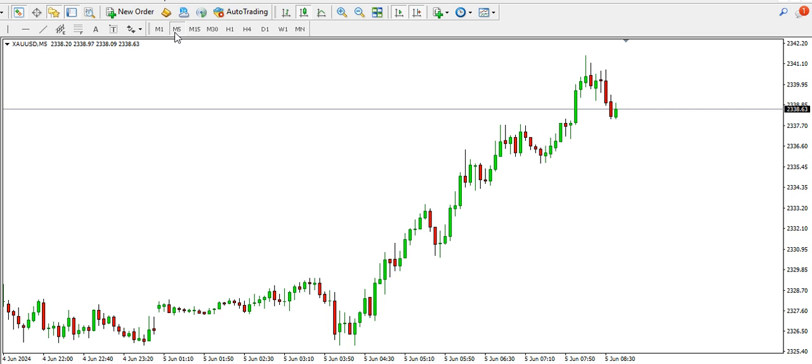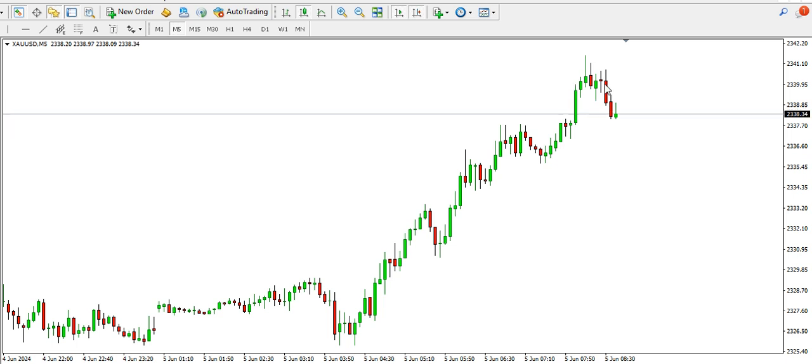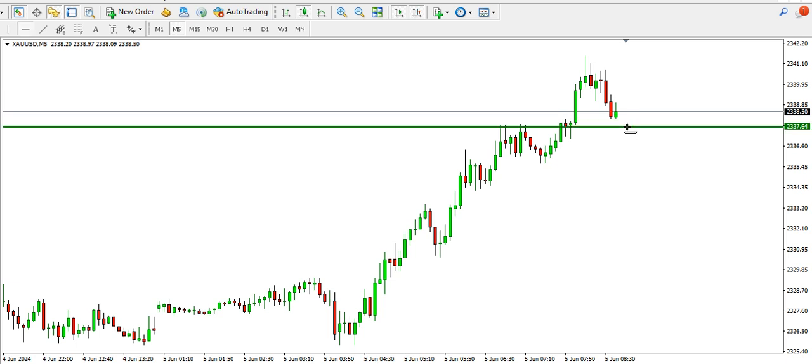Let's look at the 5 minutes time frame. The 5 minutes time frame shows that we have a top in place. Sellers are trying to come in. Buyers have been having a good run, and sellers are trying to come in. But on the 5 minutes time frame, we have this particular point as the first order block where buyers can come in. I'm talking about the 2337 level.